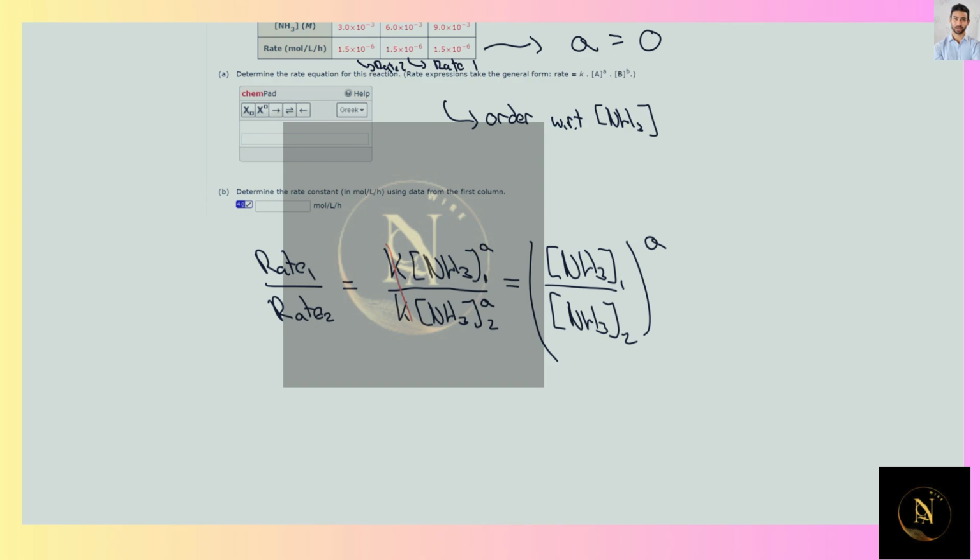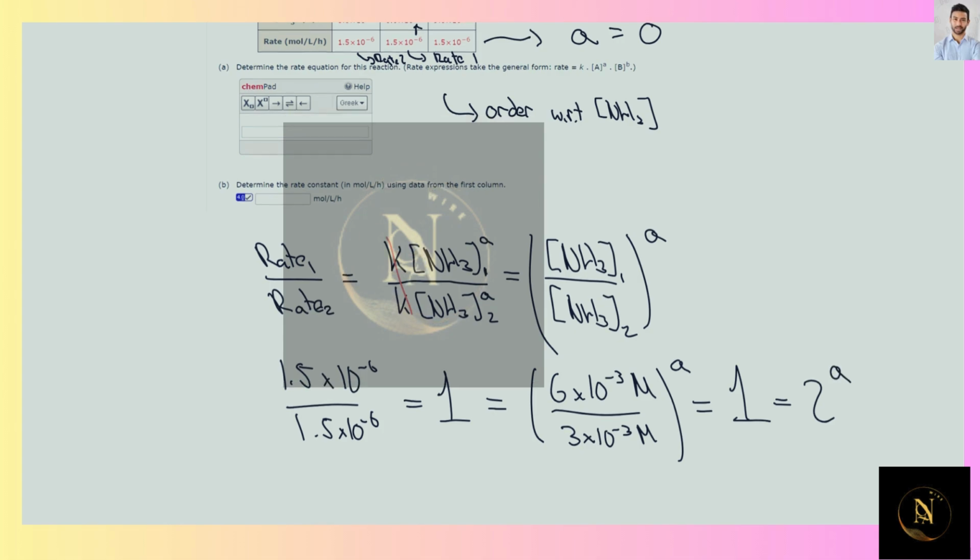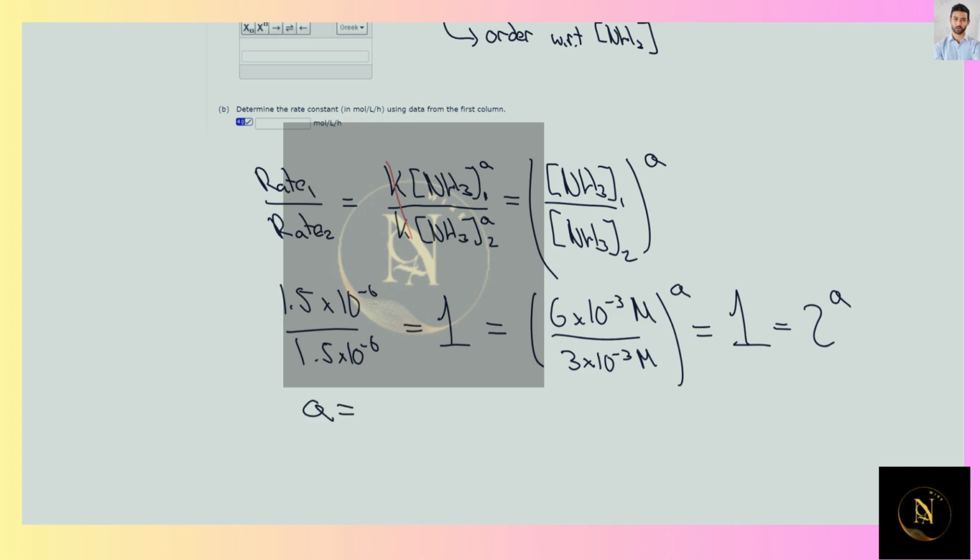So what you're going to see is that rate 1 divided by rate 2 is going to be 1.5 times 10 to the minus 6 divided by 1.5 times 10 to the minus 6, which is going to be equal to 1, and this needs to be equal to the concentration on the first experiment, which is 6 times 10 to the minus 3, divided by the concentration of the second experiment, which is 3 times 10 to the minus 3 molar, elevated to A. So what we know from here is that 1 needs to be equal to 2 to the A. What is the order of the reaction? A needs to be equal to 0.